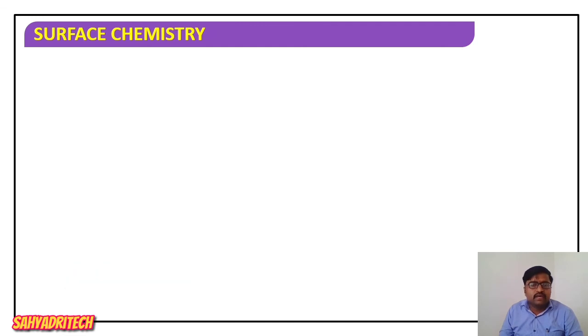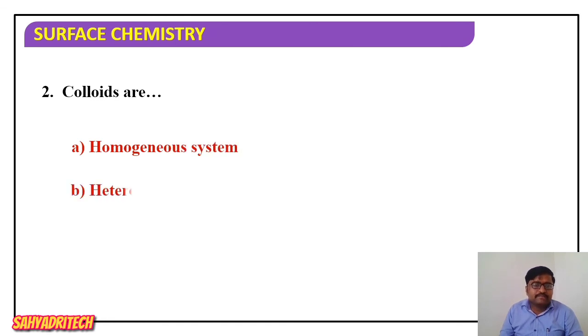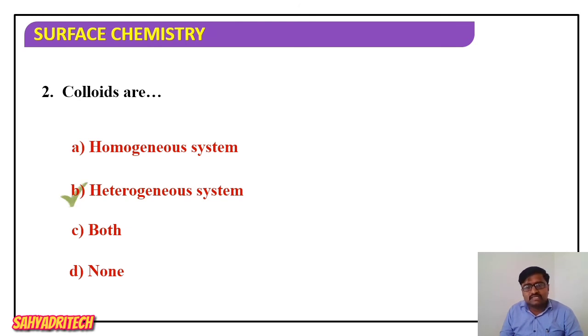Next, colloids are: option A, homogeneous system; B, heterogeneous system; C, both; D, none of these. What is the answer? They are a heterogeneous system.